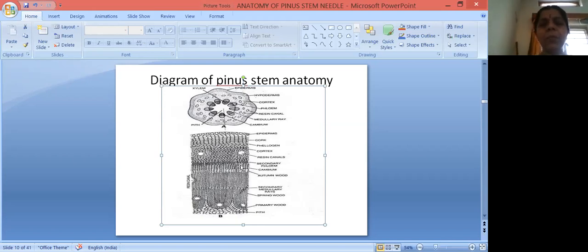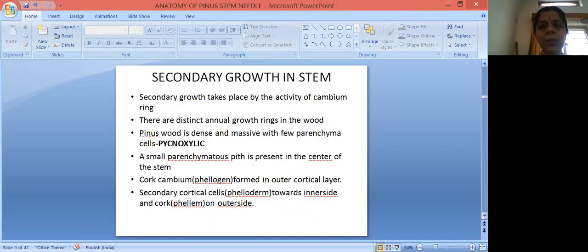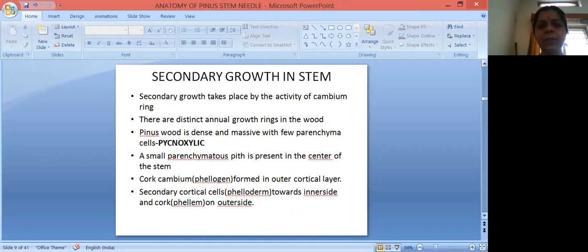But here one important thing to remember: when secondary growth occurs, the endodermis, pericycle, and everything will be disintegrated or ruptured, and they are replaced by secondary phloem and secondary xylem. That is the important thing we have to remember. Now coming to the secondary growth, phellogen, phelloderm, and phellem are all secondary structures formed by the activity of the cambium.